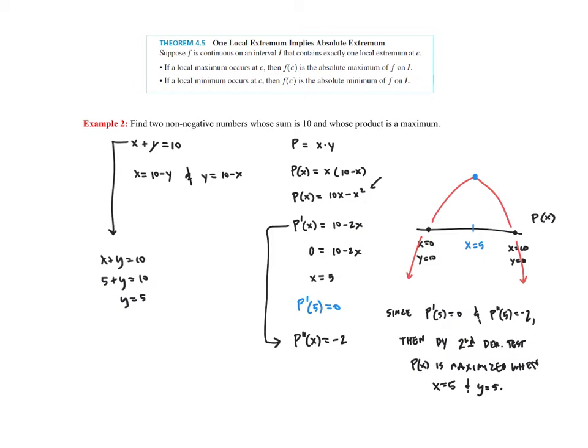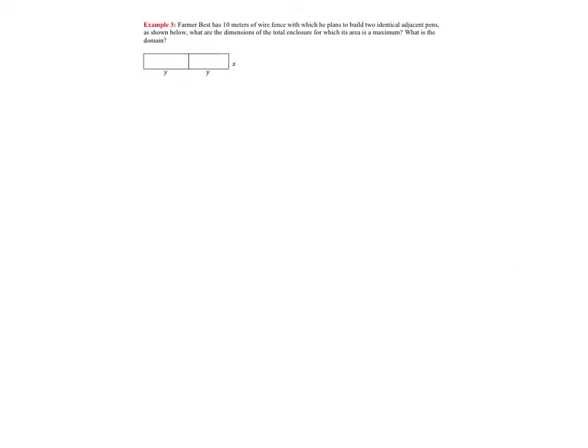All right, let's do another example. Example number 3: Farmer Best has 10 meters of wire fence with which he plans to build two identical adjacent pens as shown. What are the dimensions of the total enclosure for which its area is maximized? And what is the domain?